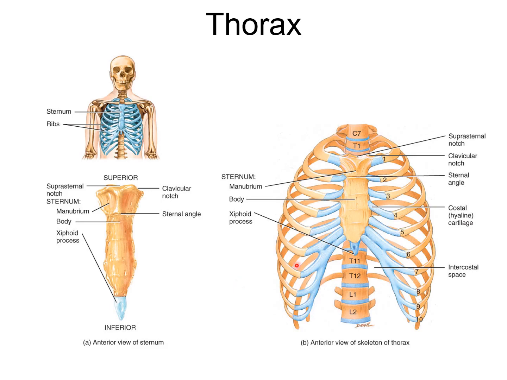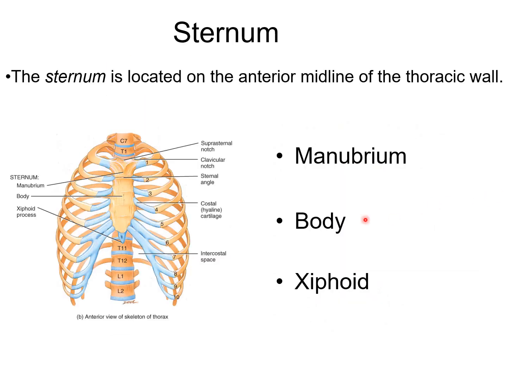So in addition to protecting the heart and lungs and the kidneys, the ribs and the sternum are great, but it's even more important to provide attachment sites for muscles of respiration. Nothing new on this slide. Manubrium, body, and xiphoid process are the three parts of the sternum.